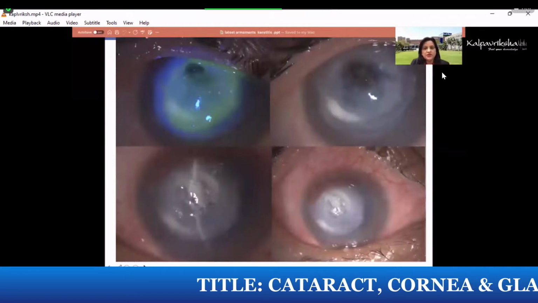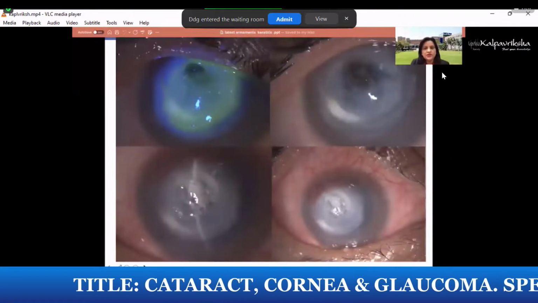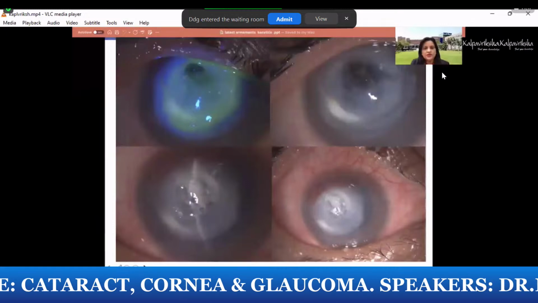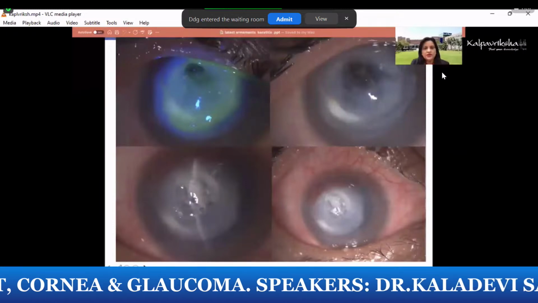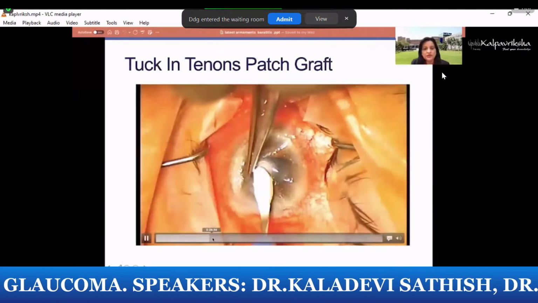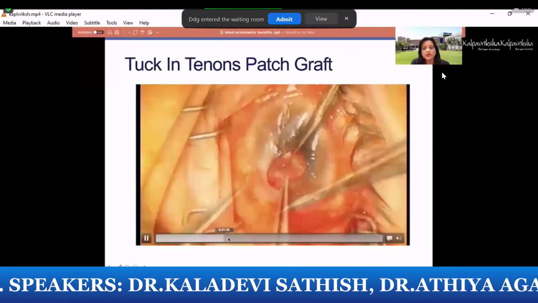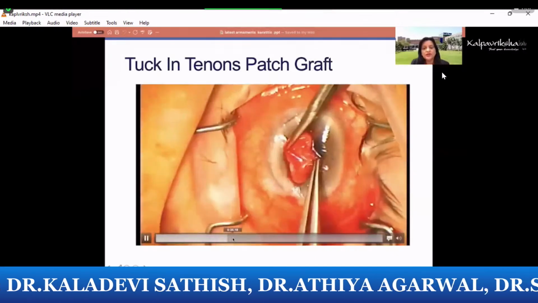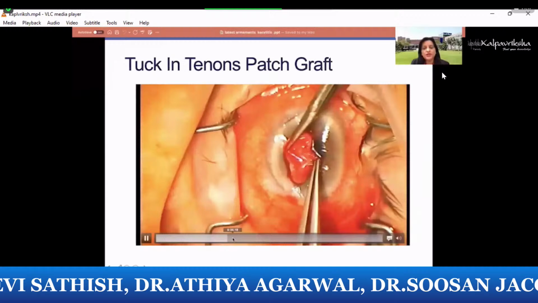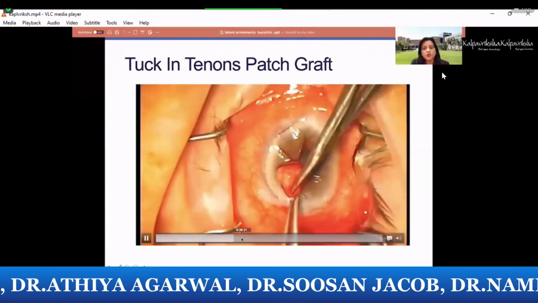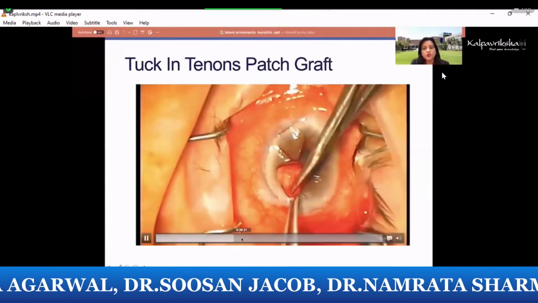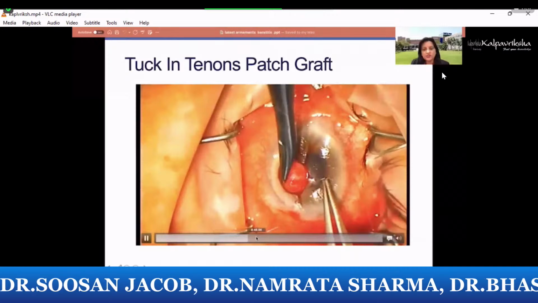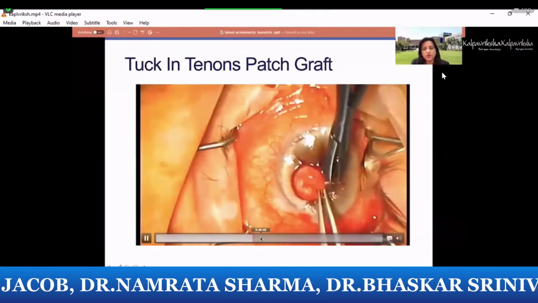But we've also looked at the role of Tenon's patch graft. The advantage of this Tenon's patch graft is that you don't have to prepare it from anywhere, and there are no rejections because it's the patient's own tissue.